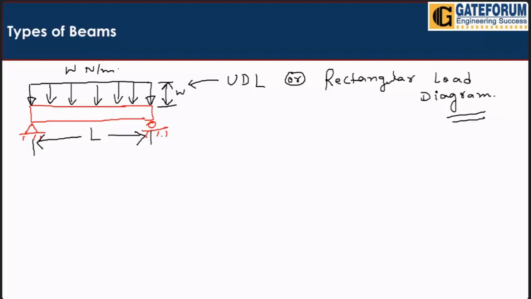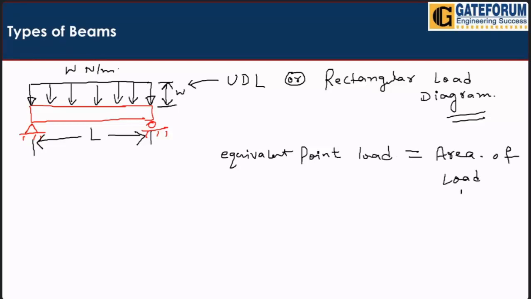If we want to convert this UDL into a point load, the equivalent point load will be equal to the area of the load diagram.